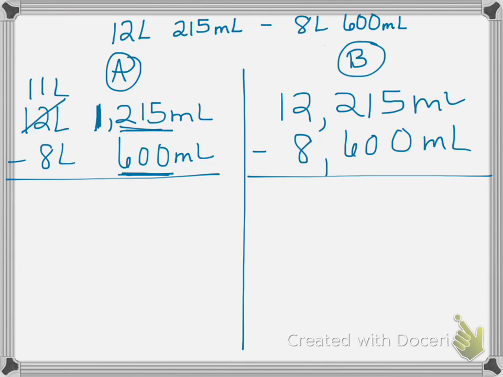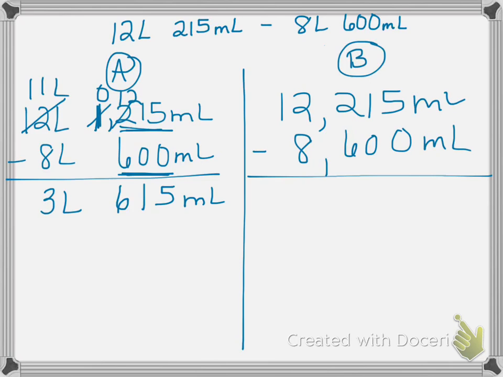Now I can go ahead and subtract. So I'm going to go ahead and do 5 take away 0 is 5, 1 take away 0 is 1. Okay, this becomes a 0, this becomes a 12, 12 take away 6 equals 615 milliliters, but don't forget to subtract your liters. 11 take away 8 liters is 3 liters.